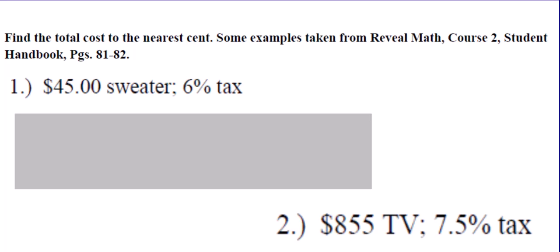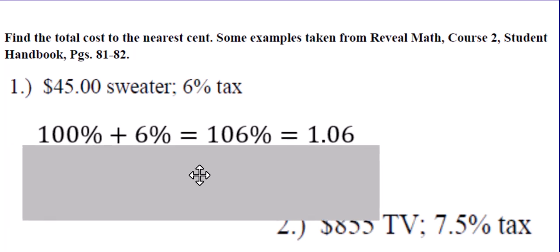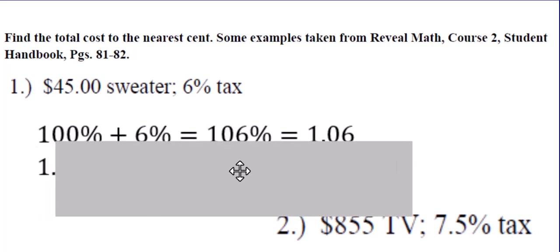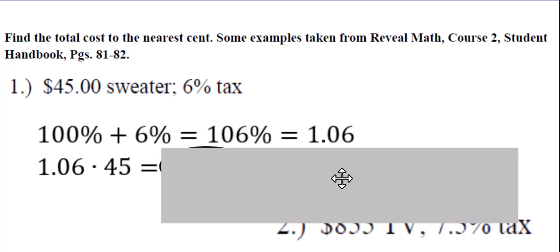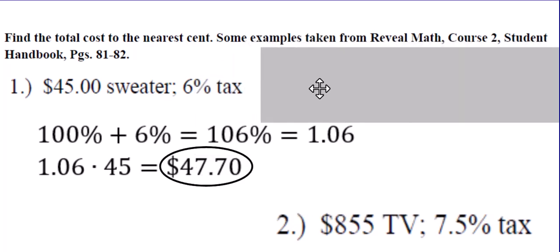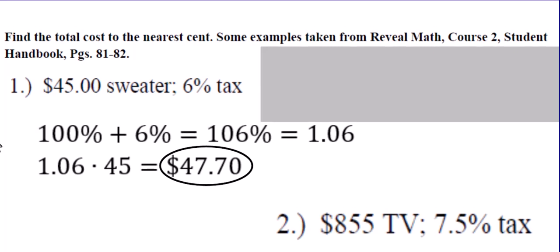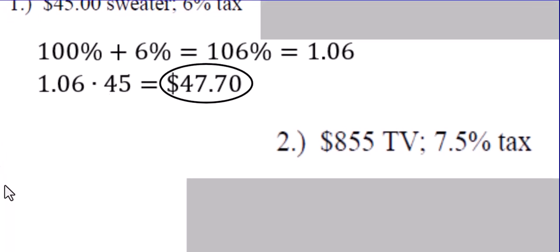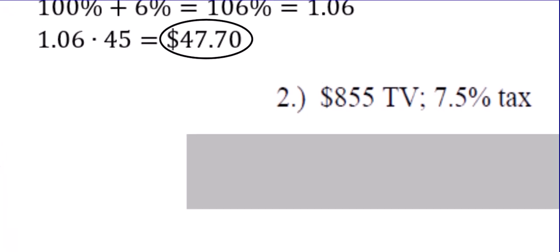So if we buy a $45 sweater and we pay 6% tax on that, what I would do is 100% plus 6% to get 106%, which is 1.06. Again, you could probably skip that step and go right to this next step, which is 1.06 times the purchase price of the sweater, $45. 1.06 times 45 gets you a final price of $47.70.